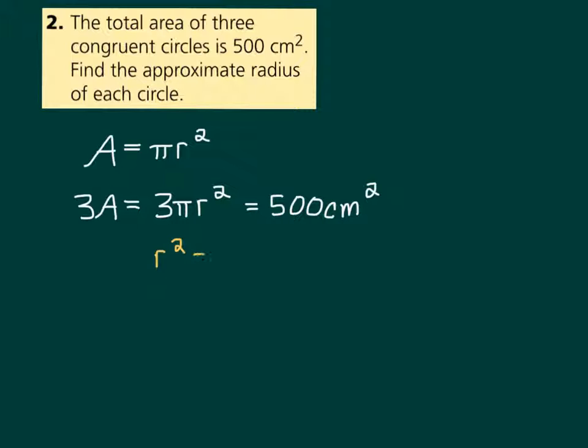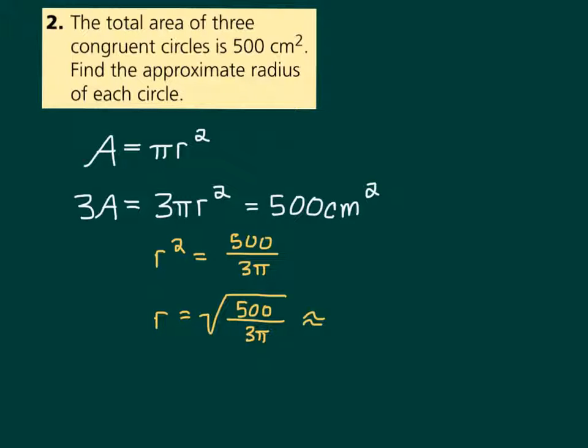We get that r squared is 500 over 3 pi. So r, in this case, should we worry about taking the positive and negative square root? No. Why not? You can't have negative. Because we're dealing with a length here, and we don't need to worry about negative length, so we just take the positive square root of 500 over 3 pi, which is approximately what? Round to the nearest thousandth for me.